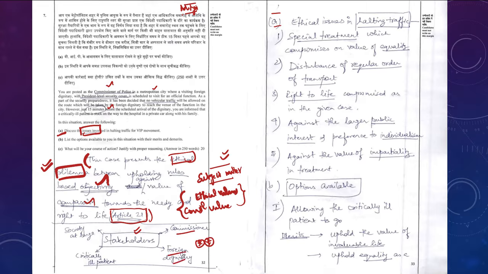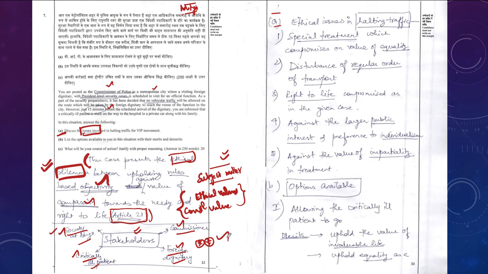So who are the people you will be considering with respect to this commissioner of police issue? That is a safety issue: the commissioner and the foreign dignitary are the main persons, then other persons such as the critically ill person. Then the fourth one is the society at large. This is what is going to add value to Aditya Srivastava's answer copy, and the examiner, whoever is evaluating it, will find it very impressive.